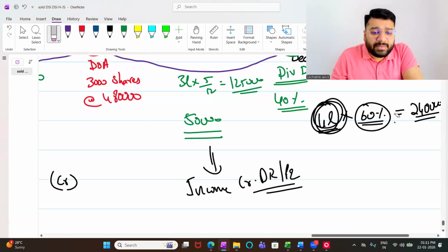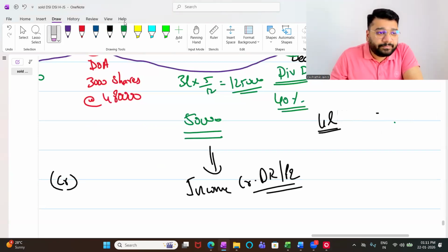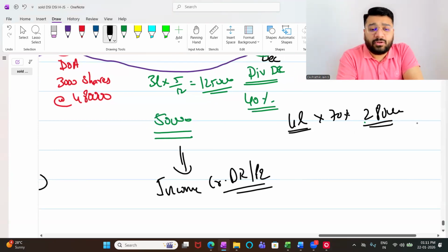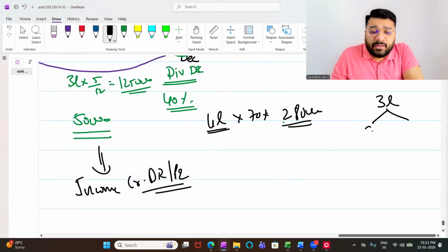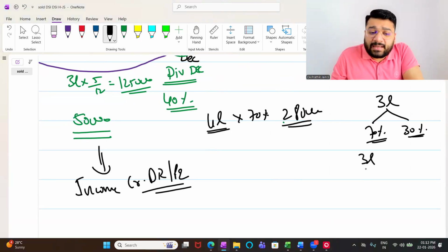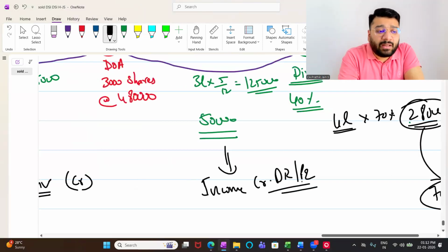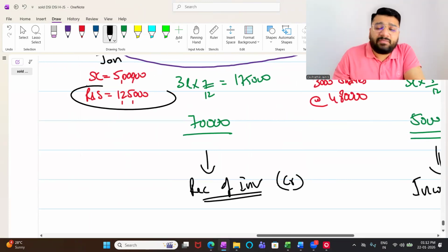70% we own. Okay, then multiply by 70%. It comes to 2 lakh 80,000. Do we have sufficient profit in the current year? No. Why? Because 3 lakh is the profit, 70% belongs to H Limited and 30% belongs to the minority. 3 lakh's 70% is 2 lakh 10,000. I have only 210 of current year profit, but I'm paying 280. So extra 70,000 profit I need. This 70,000 will come from the opening 1,25,000 rupees.